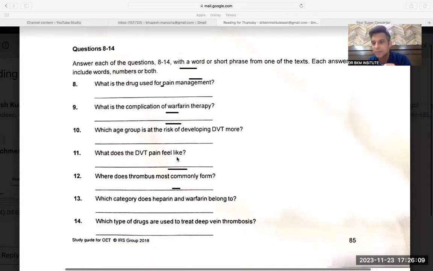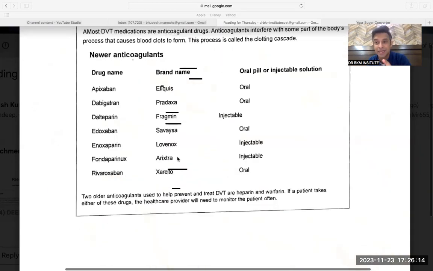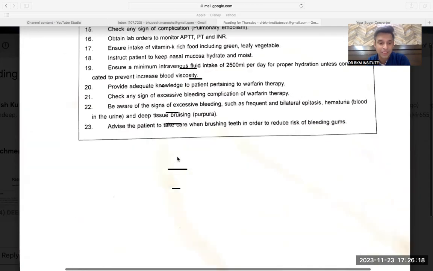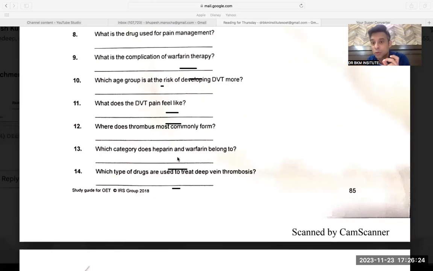What does DVT pain feel like? Again, it should be in A. That is how I am saving time. I'm telling you again and again. I forgot the question, sorry, in the quest of telling you. Also in the exam, it would be easy to shuffle the pages. That is why I encourage not to take the computer test. Always take the pen and paper test. It's comparatively easy, because on the computer you have to scroll down and up, which is very hard.